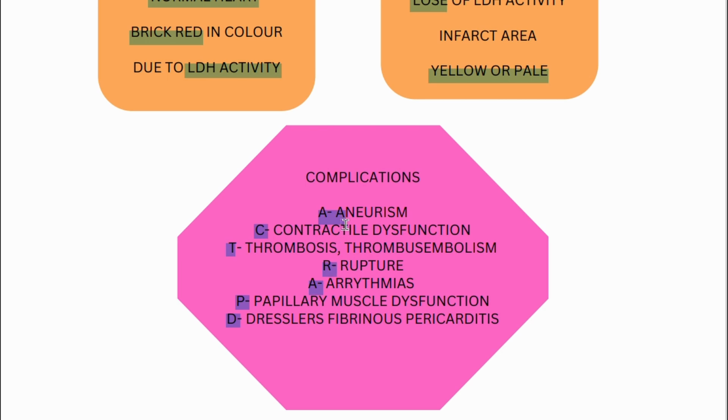A for aneurysm, C for contractile dysfunction, T for thrombosis or thromboembolism, R for rupture, A for arrhythmias, P for papillary muscle dysfunction, and D for Dressler's syndrome. Dressler's syndrome is an autoimmune fibrinous pericarditis. In this, the heart gets affected after 2 to 3 days or after a week of myocardial infarction. So these are the complications that you must remember.